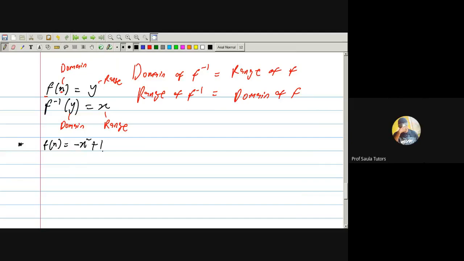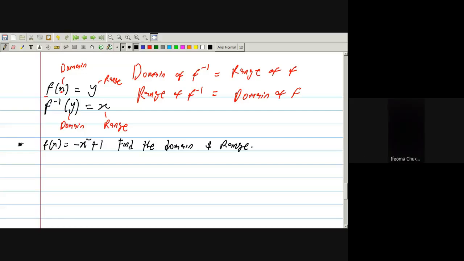You have to find the domain and range. So how do we get the domain and range? Okay, let's find the domain first. What's the domain of this? Is there any value of x that will not make it defined? This is not a fraction. This is not a square root. Nothing. Any value of x can work here.